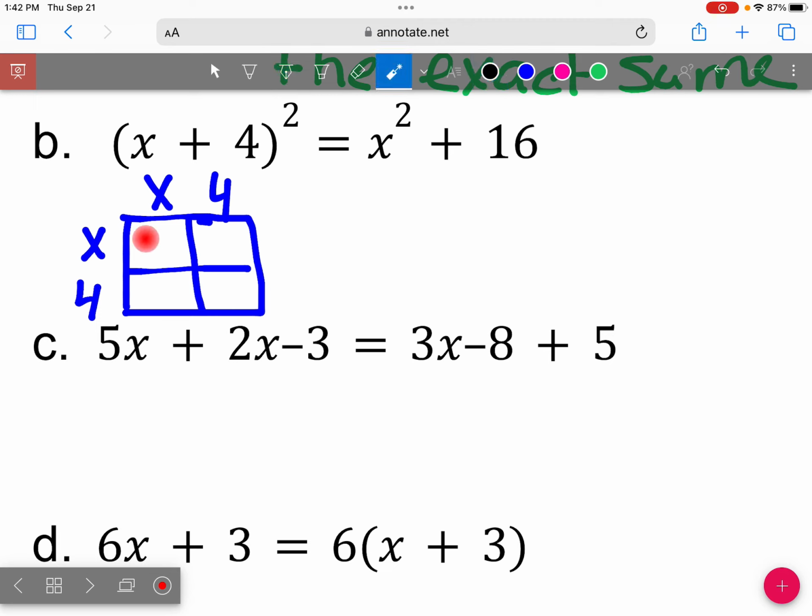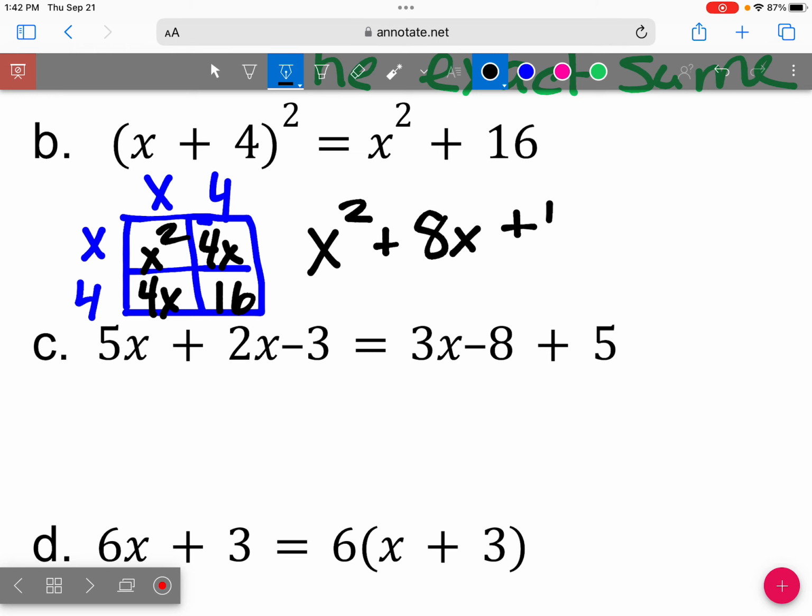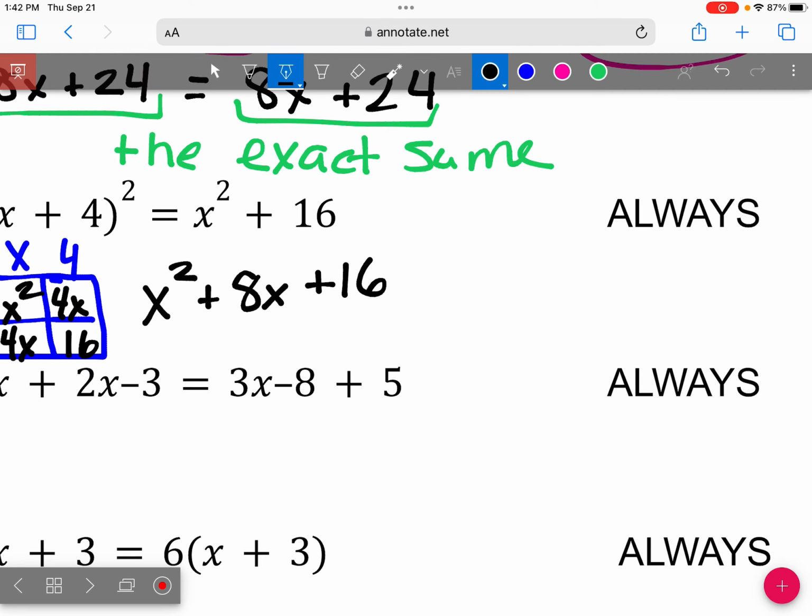What's going to go in this box? x squared. And here? 4x. And here, 4x. And our last box, 16. So what we really have is x squared plus 4x plus 4x, which gives me 8x plus 16. And we want to know when that equals x squared plus 16.